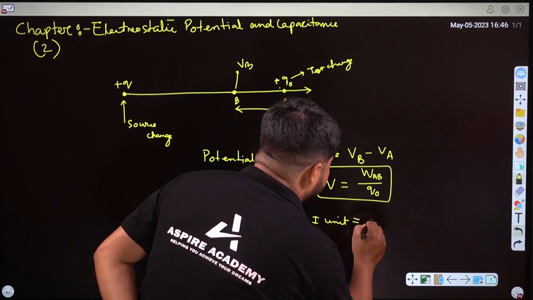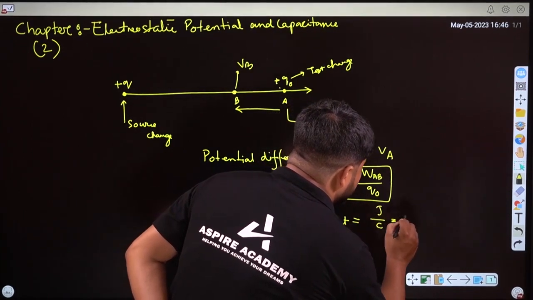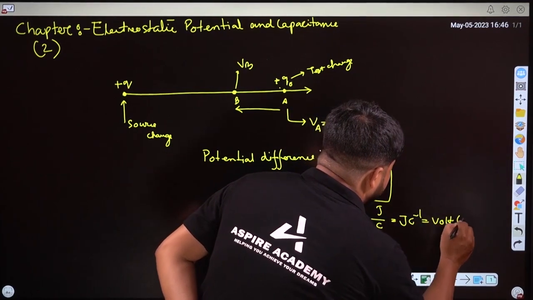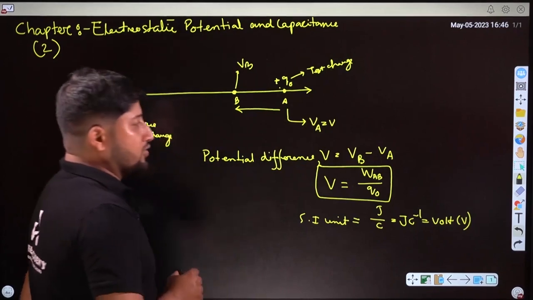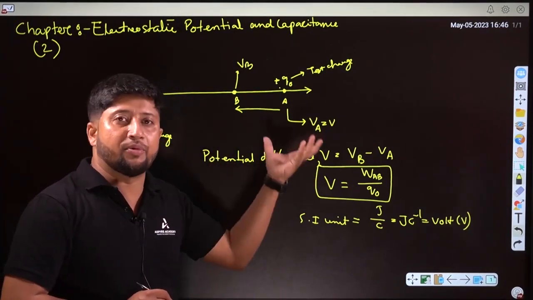SI unit of potential difference, what? Work done means joule and charge means coulomb. So joule per coulomb is called volt, V. Joule per coulomb is called volt. So this is the definition of potential difference.